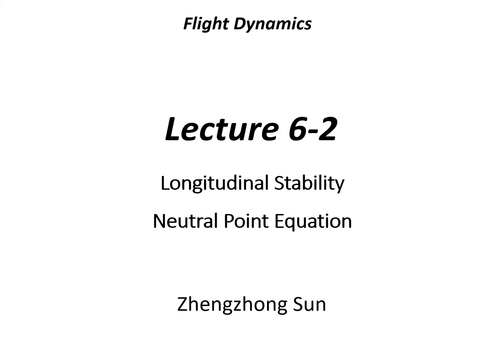This is the second lecture on longitudinal stability. In the previous lecture, we've reviewed the importance of CG location and also defined the neutral point. And in this second lecture, we will derive the neutral point equation.